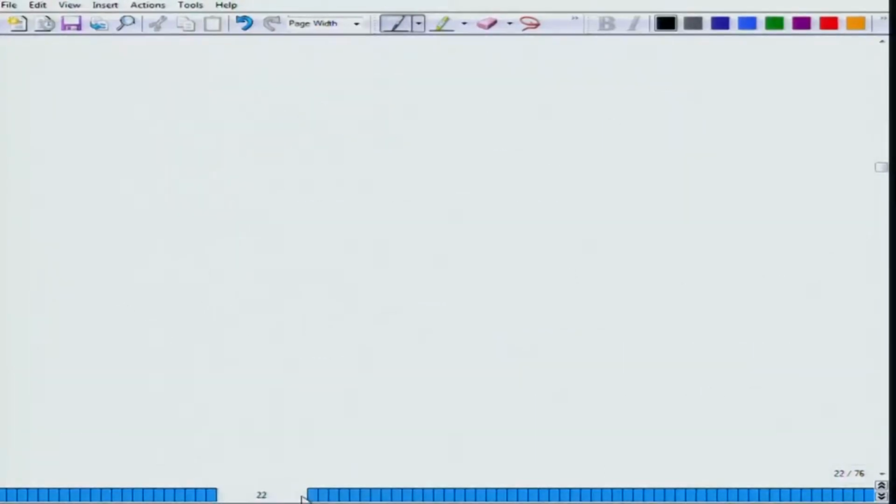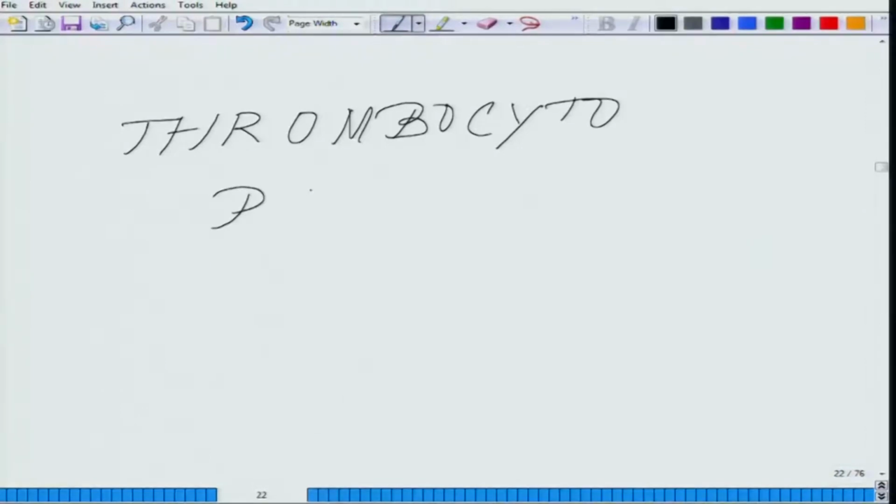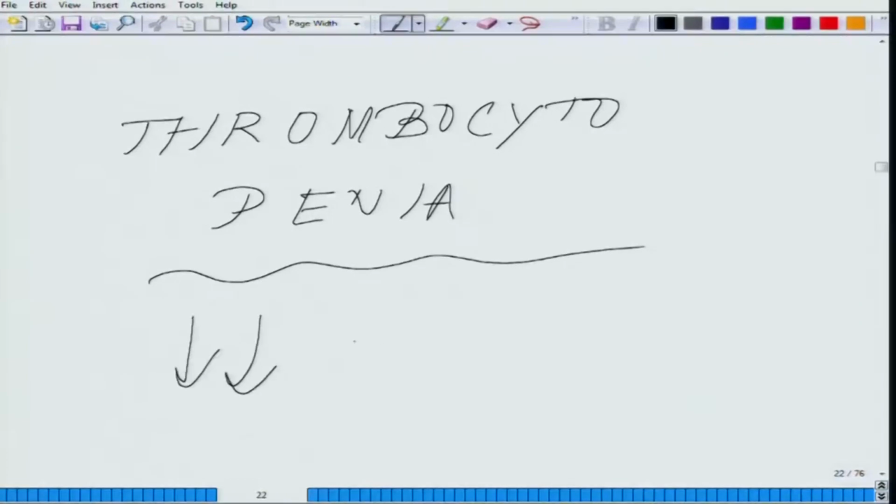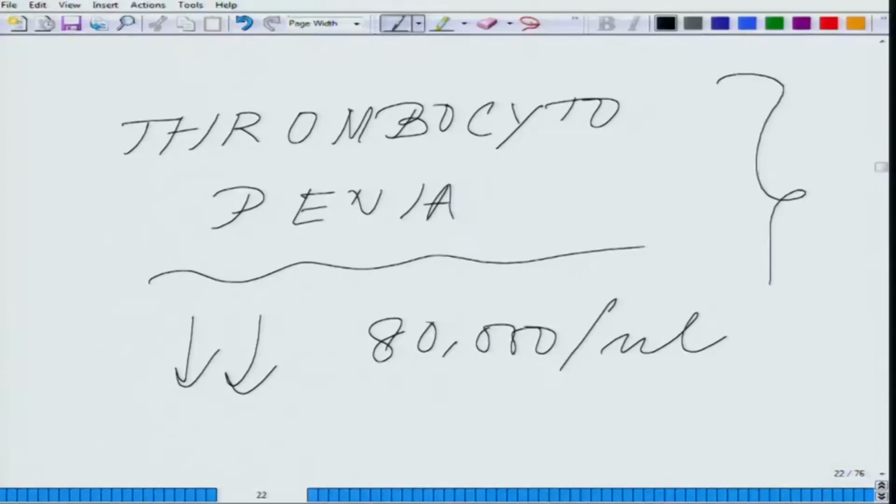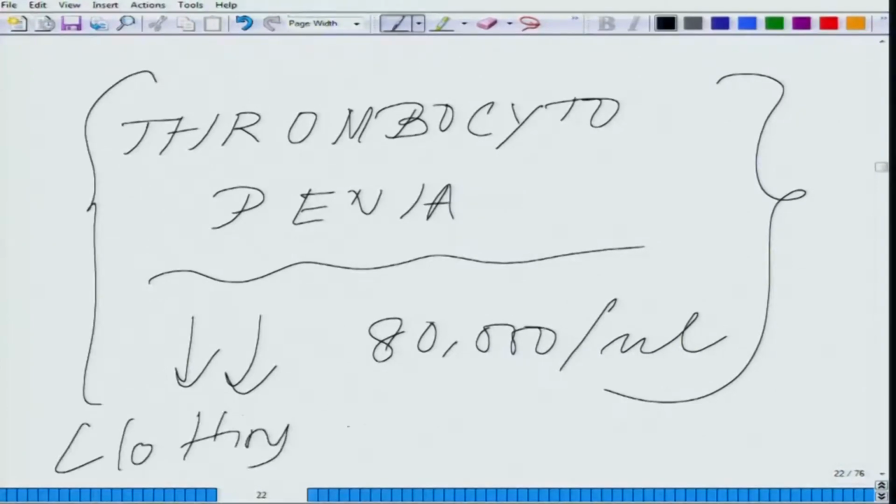And some of the diseases related to platelets are thrombocytopenia, where essentially the platelet count is very low, around 80,000 per microliter, and automatically such patients have clotting compromised. This is one of the major problems such patients face.